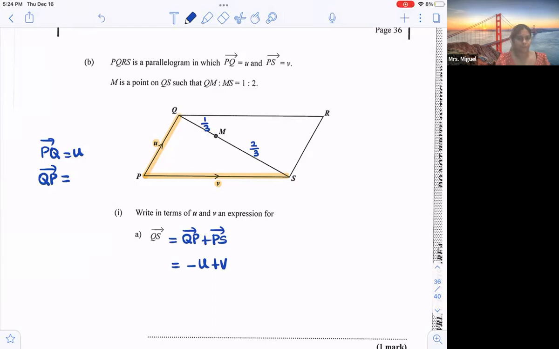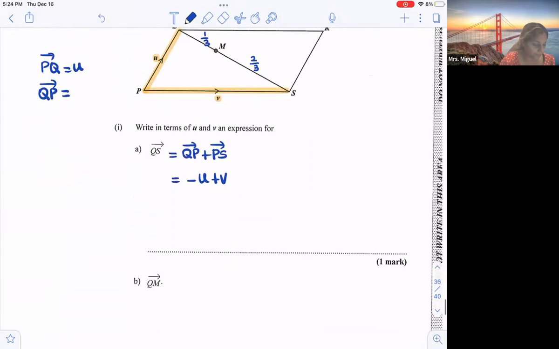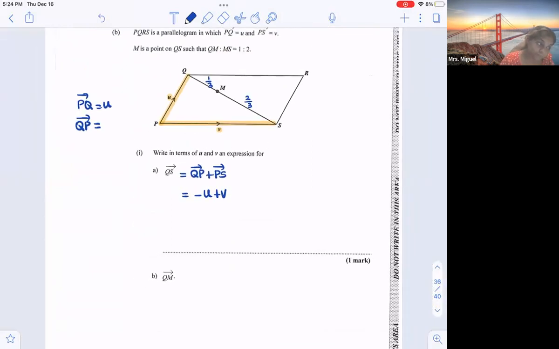Right. The next part now, we want to go from Q to M. So we can't go any direction for Q to M. We need to find QS. So QM is 1/3 QS. Why 1/3? Because it's split into 2. So this is 1/3 negative U plus V. So take that off.